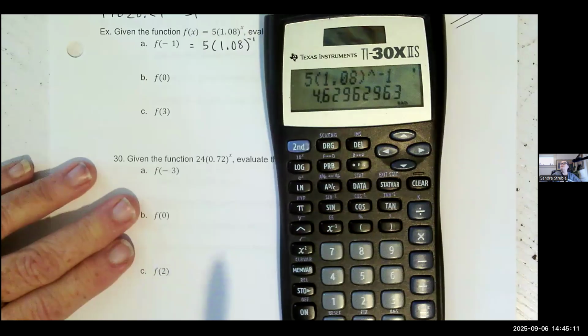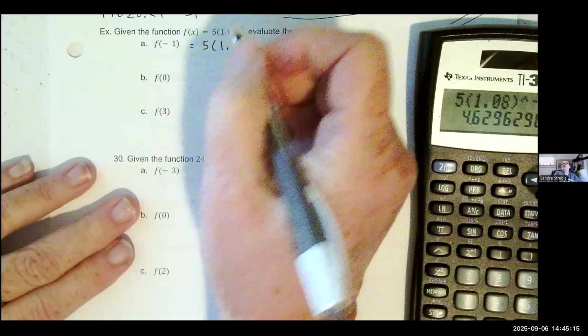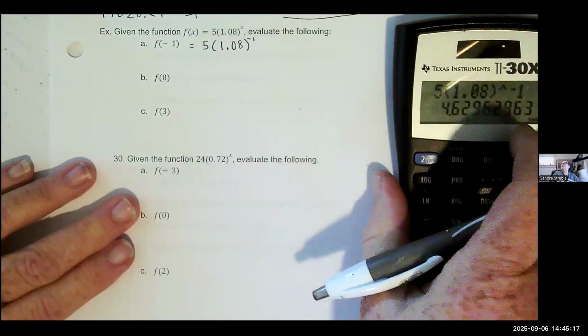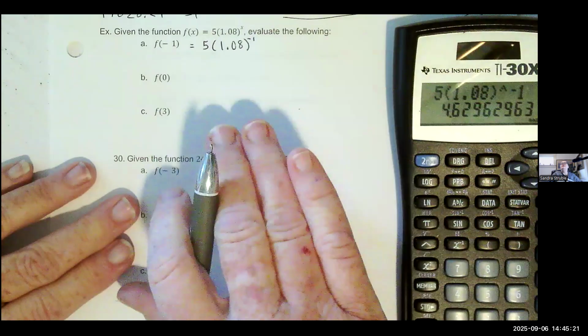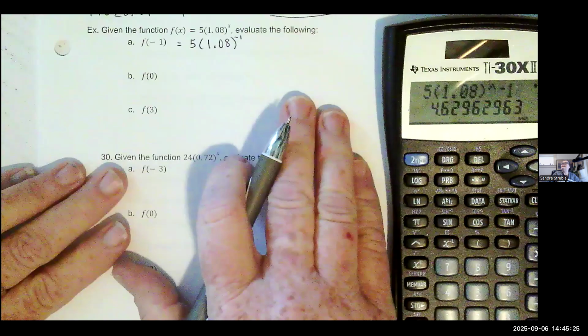So my answer is 4.6296. And I'm going to go 2 place values. I know we typically go to the tens place, but I just want to see why. So 4.63.